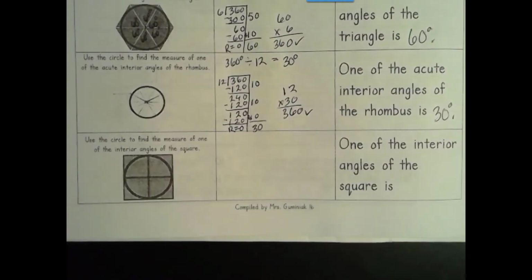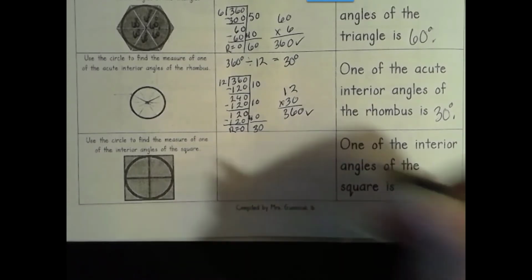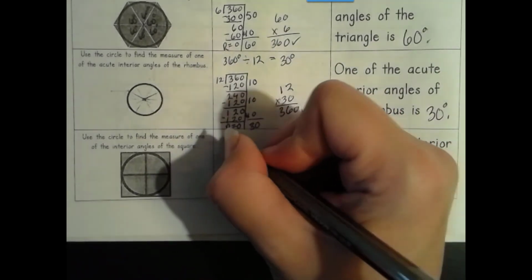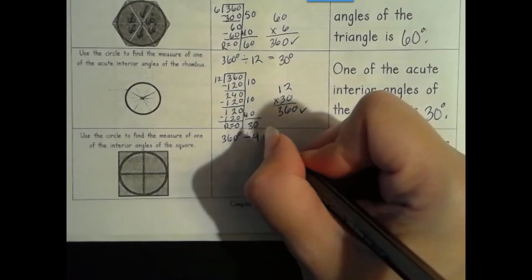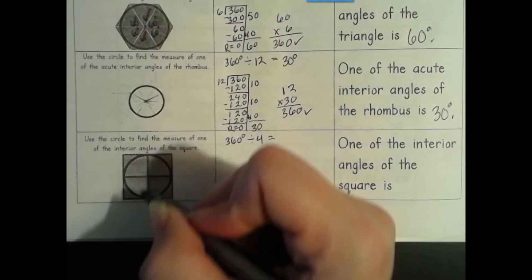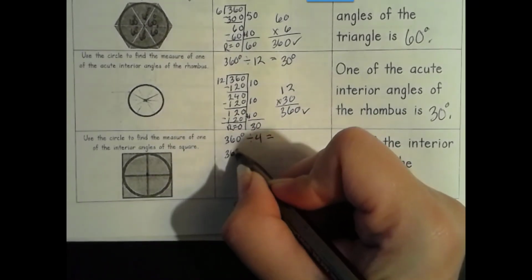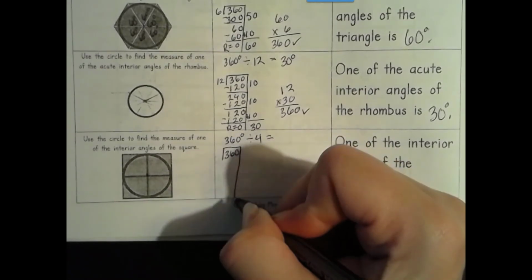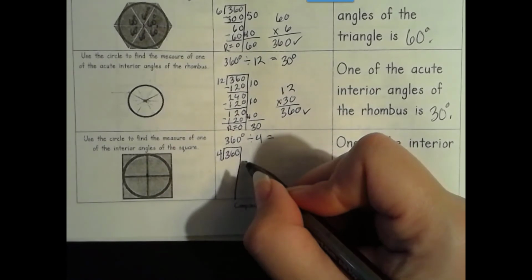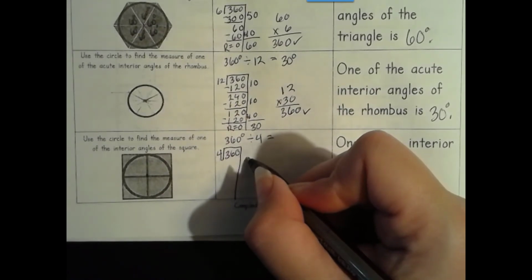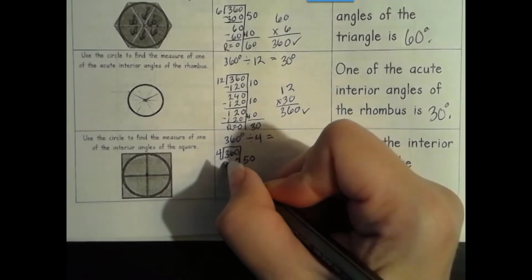And last one, the orange squares from the pattern blocks. So this time it's cut into 4 equal pieces with that center there, the circle. 360 divided by 4. Let's see, 4 times 50. Placeholder moves it over a place. 4 times 5 is 20.